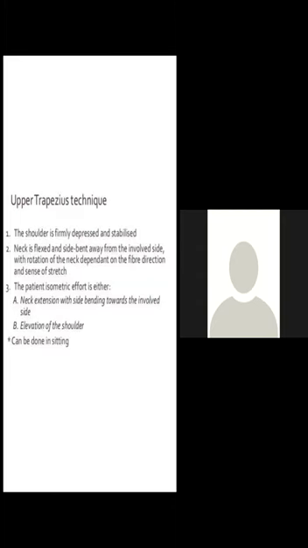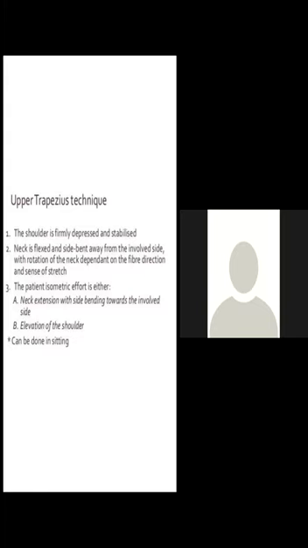What I was talking about is the third point. The patient is going to perform isometric contraction. For that, there are two ways you can perform this. Either you perform neck extension with side bending towards the involved side, or you ask the patient to elevate the shoulder and the therapist will give that counter force. By that, you perform this isometric contraction for 10 seconds. That is our first step.